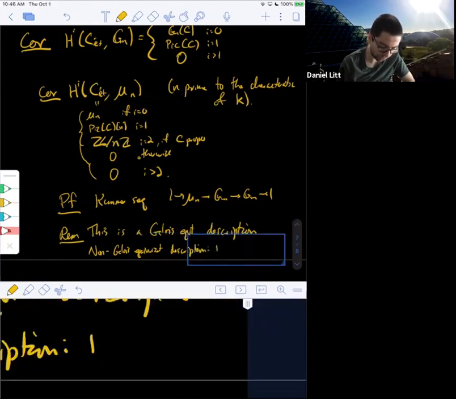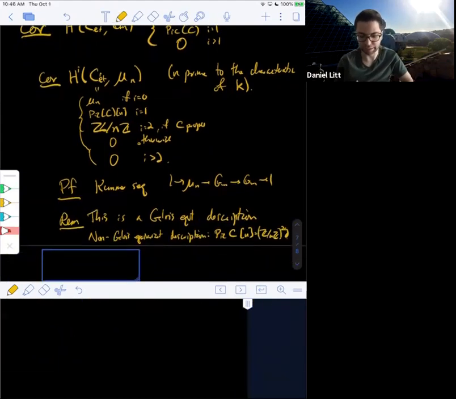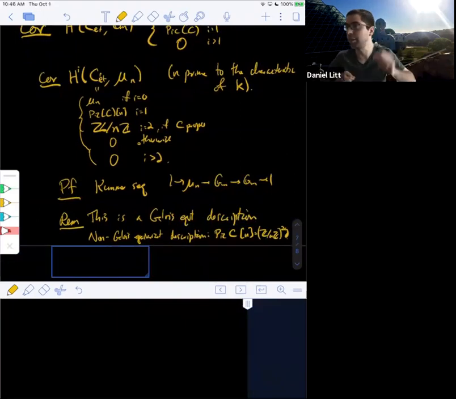Great. But if you want a non-Galois equivariant description, so we said this before, the Pic C n-torsion is just Z mod nZ to the 2g. Okay, so we get it. What I'm saying is if you pick a basis for the n-torsion, you get a Galois action on Z mod nZ to the 2g, which is probably familiar to you guys. All right, cool.